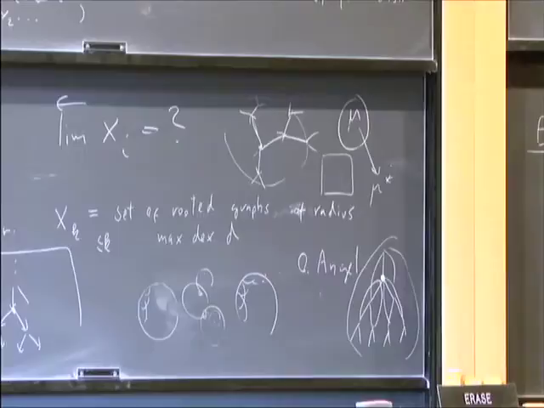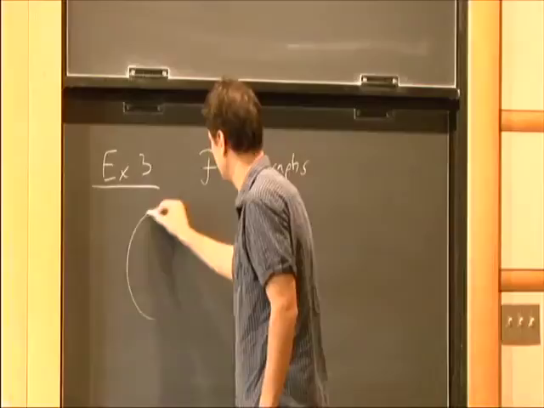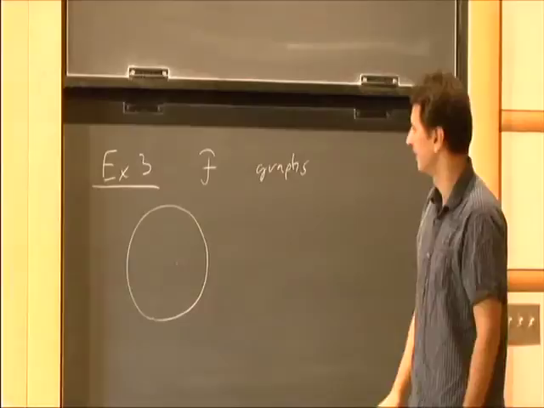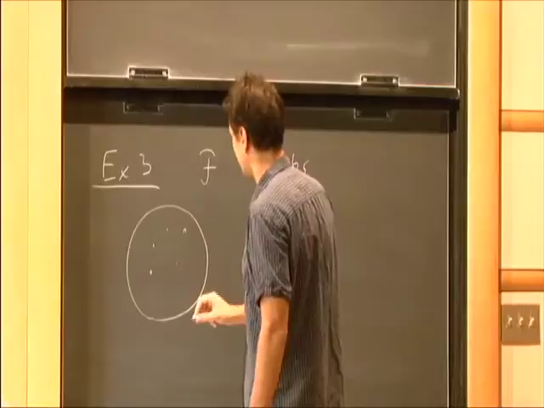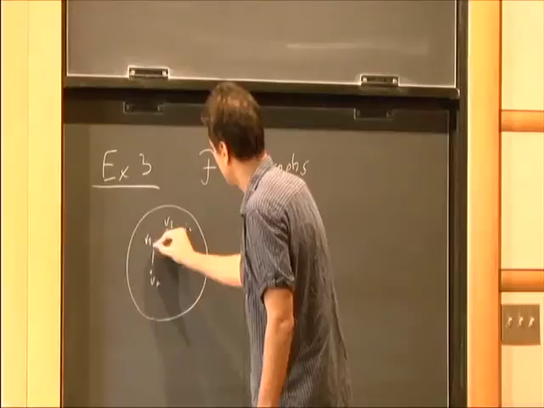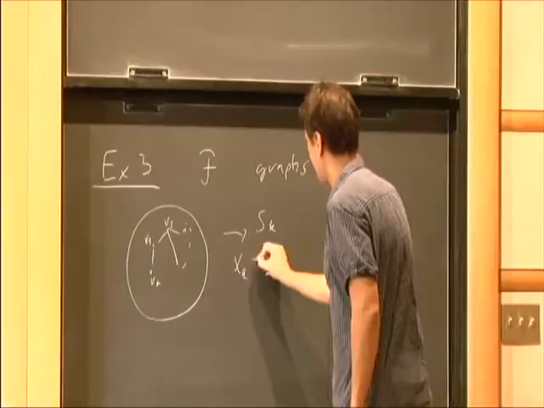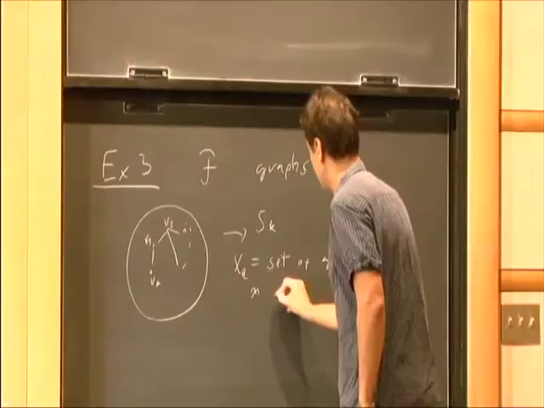And here the space, the sampling process cannot be that one because that would produce an infinite unbounded object if you just pick a random vertex. So the sampling process is that you pick k points independently, uniformly at random, and you look at the graph spanned on that vertex set. So xk is the set of graphs on the numbers from 1 to k.